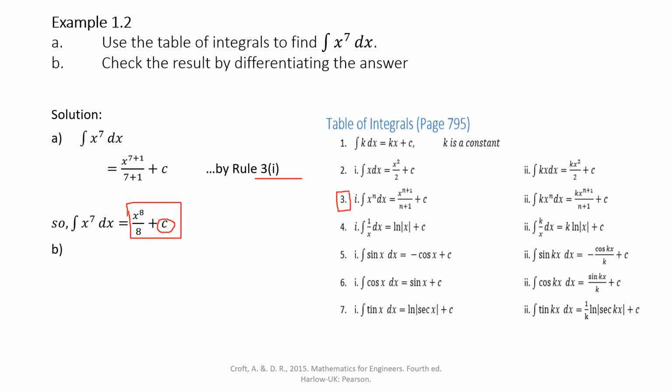Another check, differentiating the answer. So if we differentiate it, according to the rule of the derivative, the power will be reduced by 1, so 7. Here is 8, and derivative rules tell us that if you have a constant, it will straight away be 0. That was, I think, the first rule.